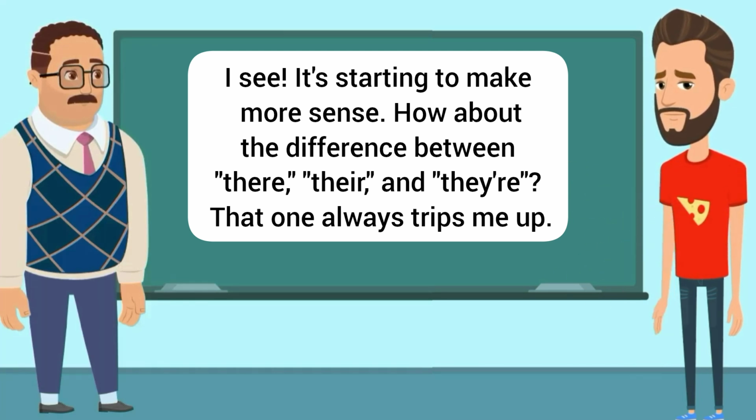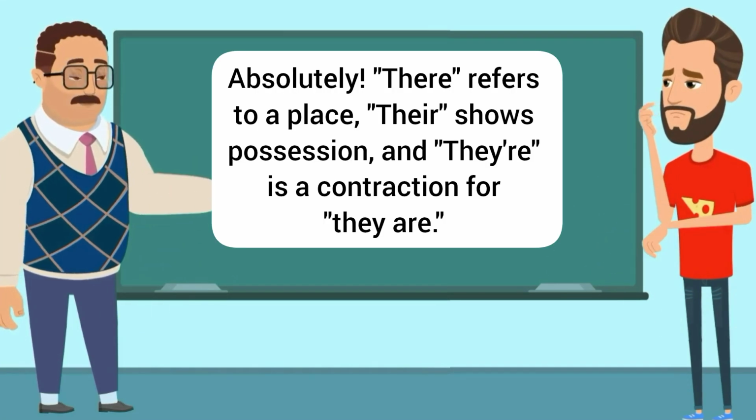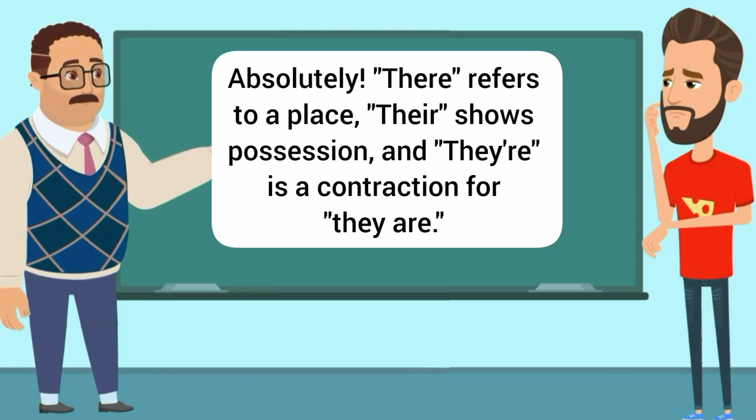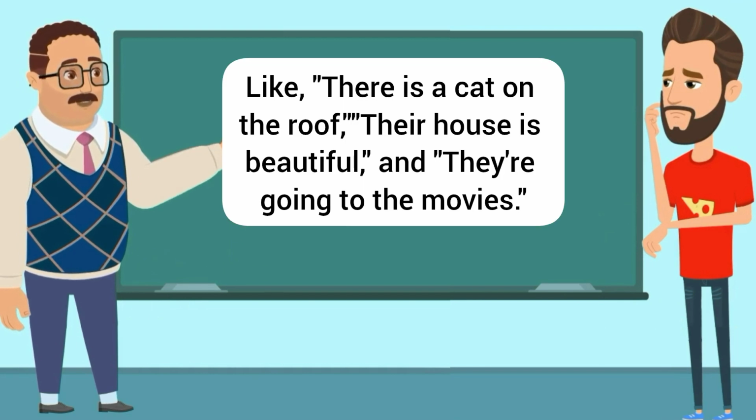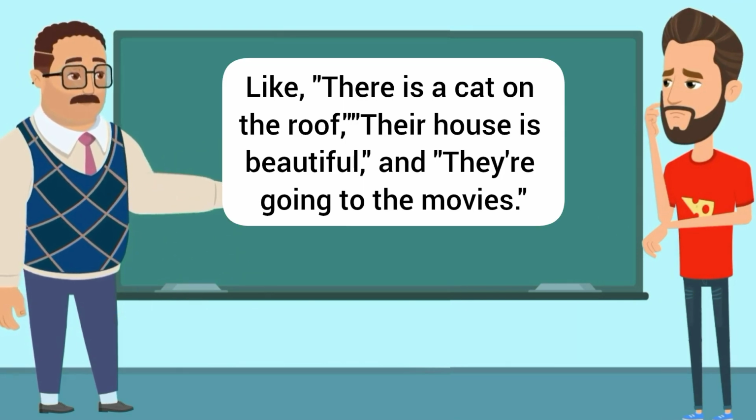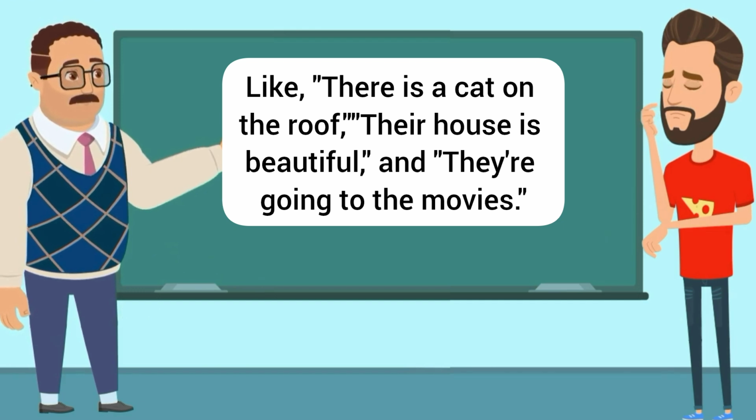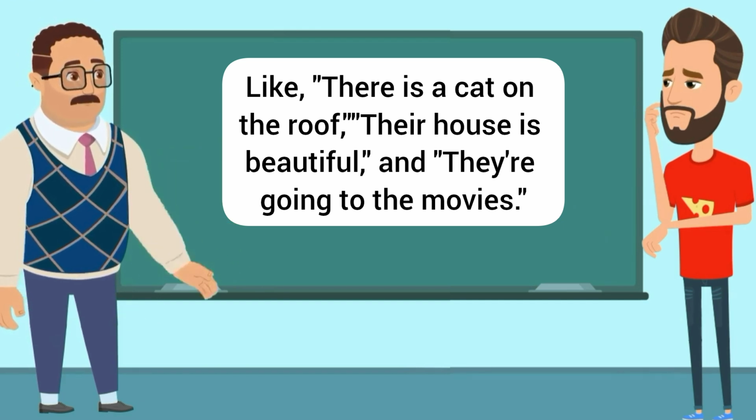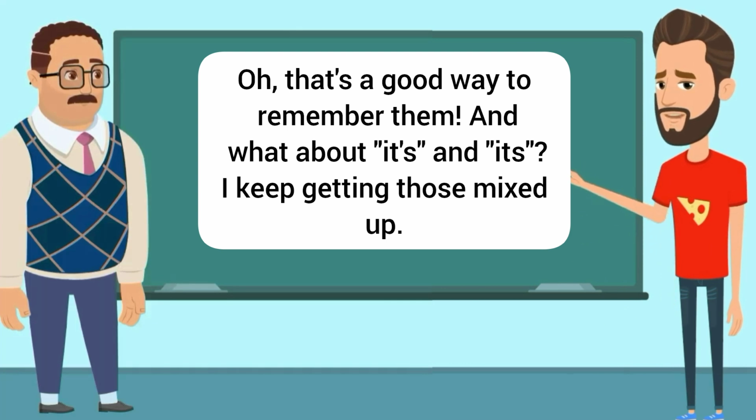How about the difference between there, their, and they're? That one always trips me up. Absolutely. There refers to a place, their shows possession, and they're is a contraction for they are. Like, there is a cat on the roof, their house is beautiful, and they're going to the movies. Oh, that's a good way to remember them.